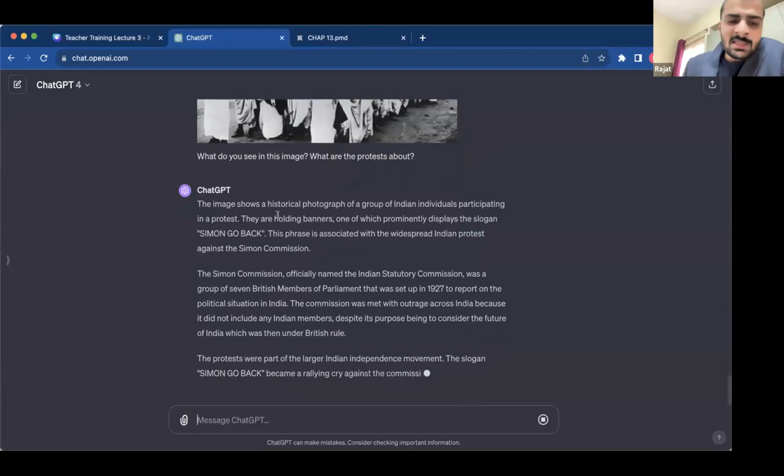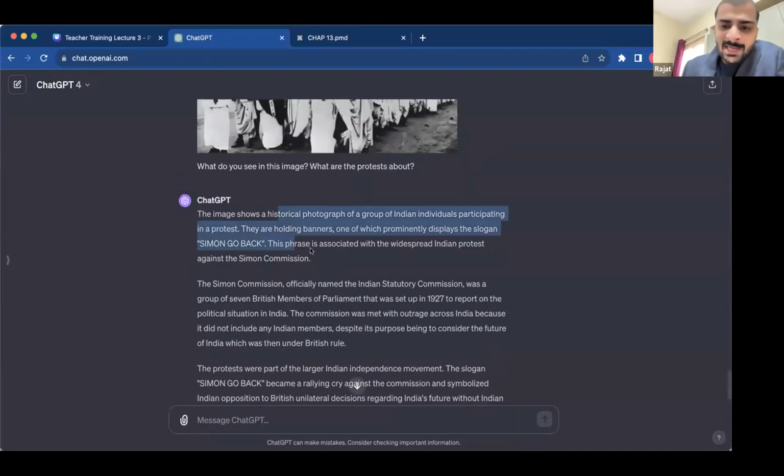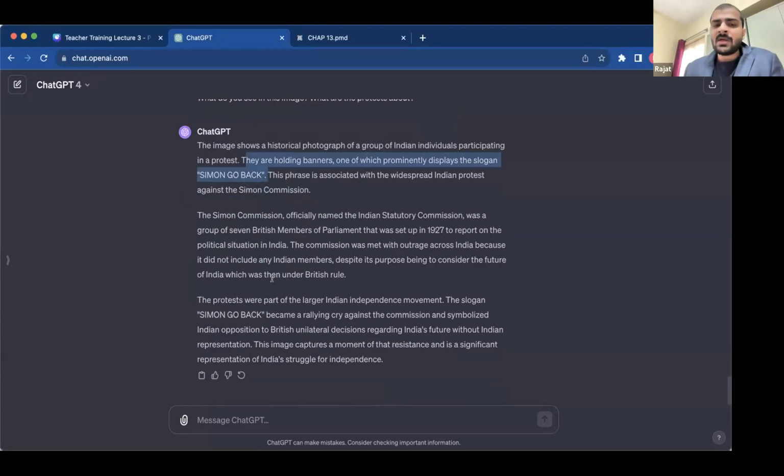Okay, great. Now it shows that this image is a historical photograph of a group of Indian individuals participating in a protest. They are holding banners, one of which prominently displays the slogan "Simon, go back," etc.